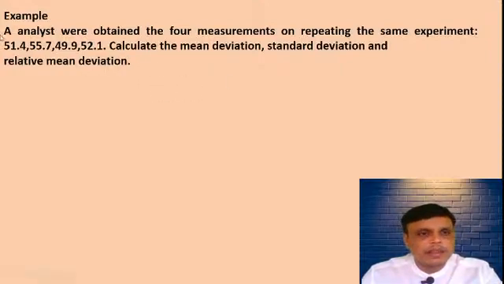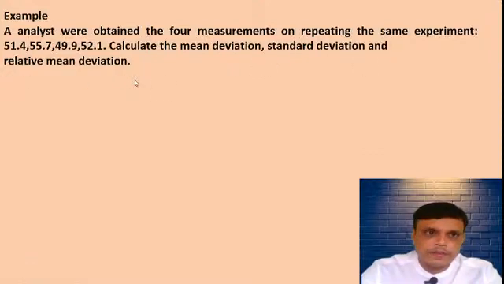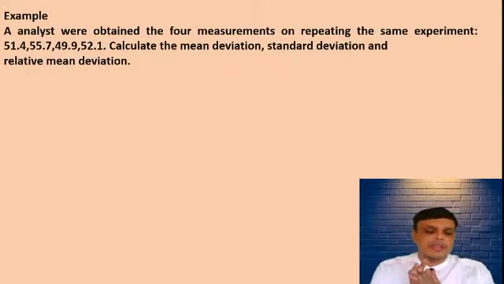Okay? So first of all, see this example. Analysts obtained the same measurements on repeating the same experiment, and the analyst or chemist has got these values: 51.4, 55.7, 49.9, 52.1. Calculate the mean deviation, standard deviation and relative mean deviation.